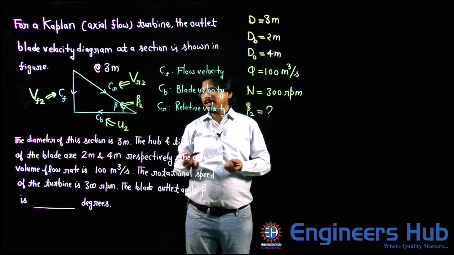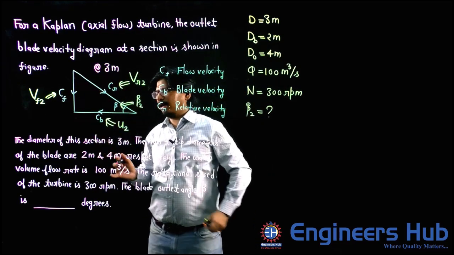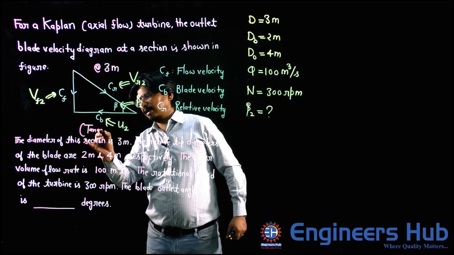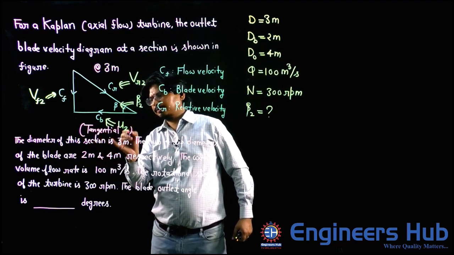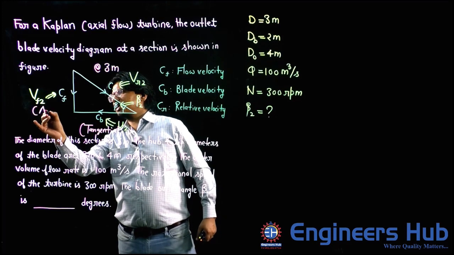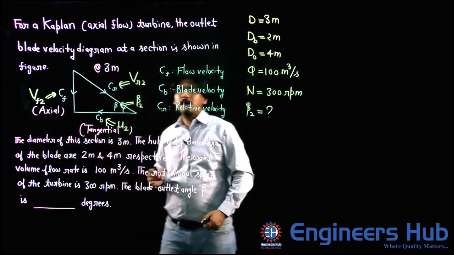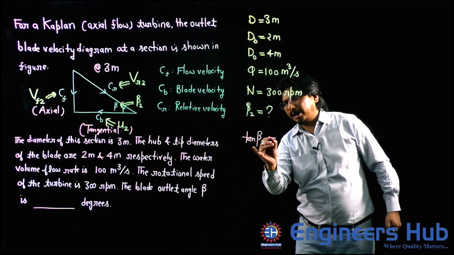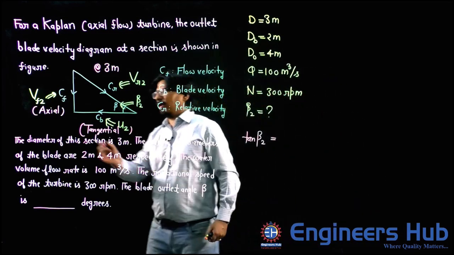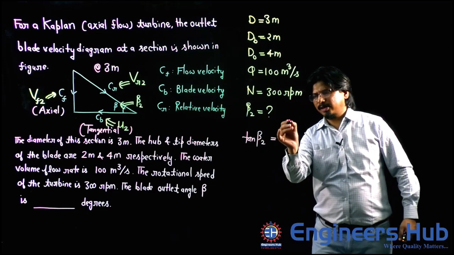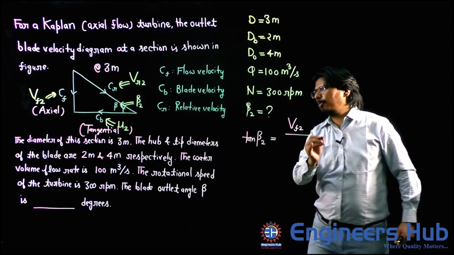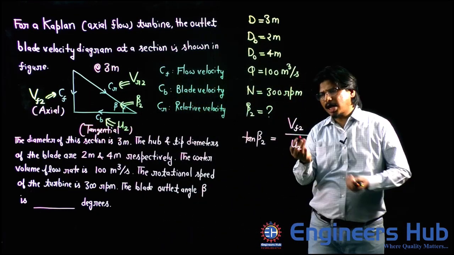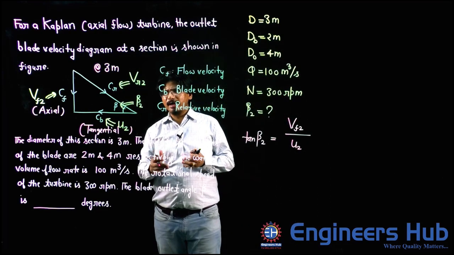Very easy, my friends. If you revisit the classes, I must have told you this direction is the tangential direction, and this one is the axial direction. So what will be the formula of tan beta 2? Tan beta 2 is perpendicular divided by base. This VF2 is the perpendicular. What is the base? This small u2 is our base.